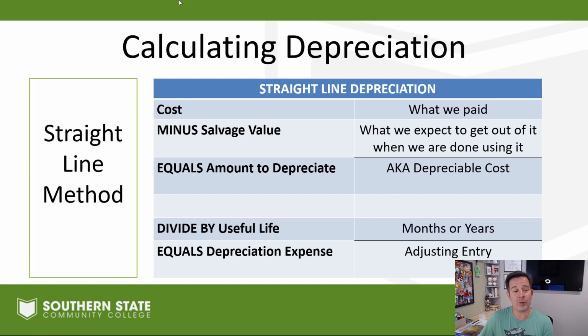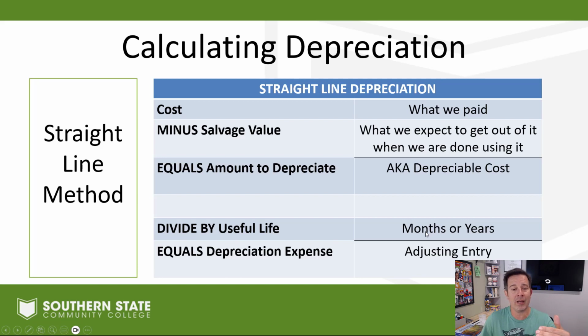Under straight line, we take the cost of what we paid for the fixed asset and we subtract out any salvage value. Salvage value is simply how much we think we might get out of it when we're done using it, if we were to sell it. Okay? That equals the amount that we're going to depreciate. I'll also call that our depreciable cost. Once we have that figured up, we simply take that depreciable cost and divide it by the useful life of the asset.